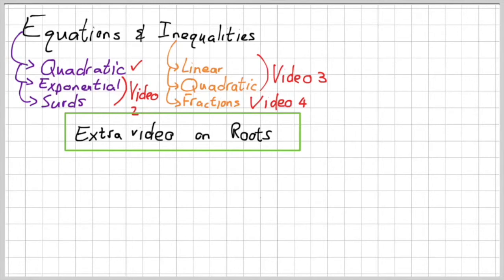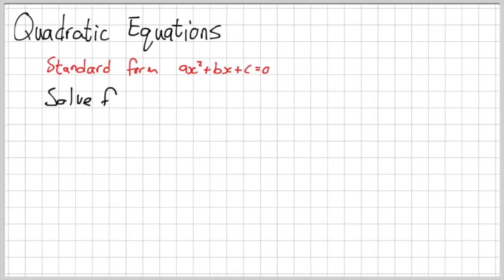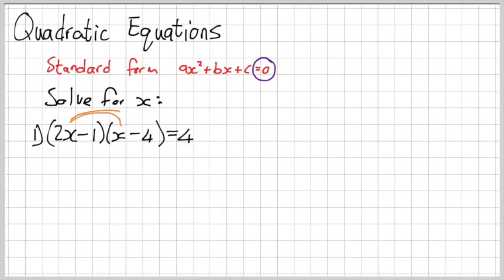So when I specifically look at quadratic equations. Now, quadratic equations, ladies and gentlemen, are equations where the standard form is ax squared plus bx plus c equal to 0. Now, let's have a look at an example which says solve for x: (2x minus 1)(x minus 4) equal to 4. A very important thing about quadratic equations is that I always want equal to 0. So I'm going to do my first step, which is always trying to get equal to 0.